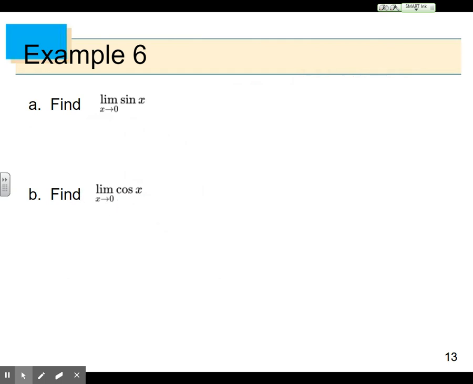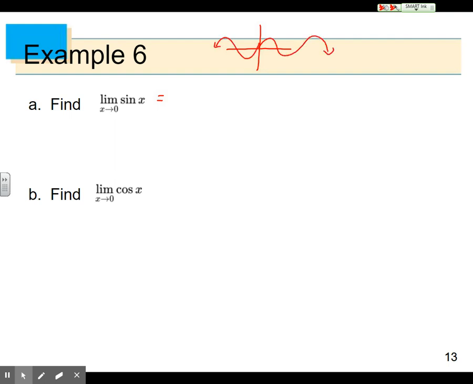We got some more limits to find here. See, limit as x approaches 0 of sine x. Again, think about sine x. Sine x is a well-behaved function. So I could make a chart.